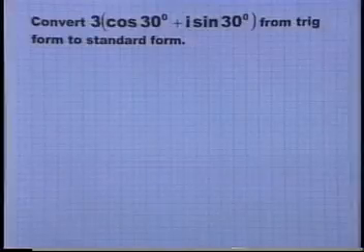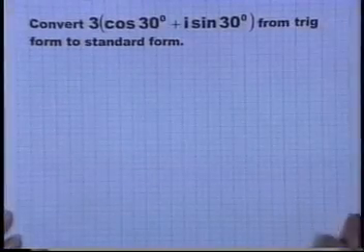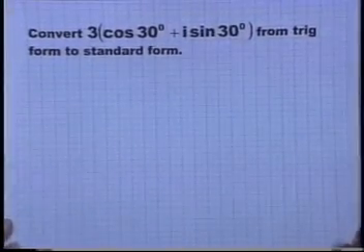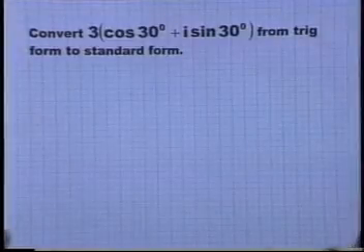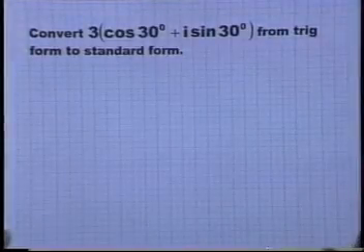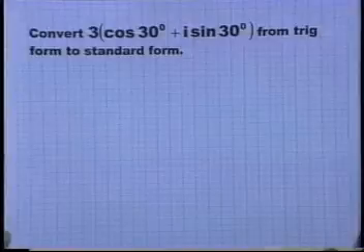Okay, well, let's do this first one. Convert 3 times the cosine of 30 degrees plus i times the sine of 30 degrees from trig form to standard form.